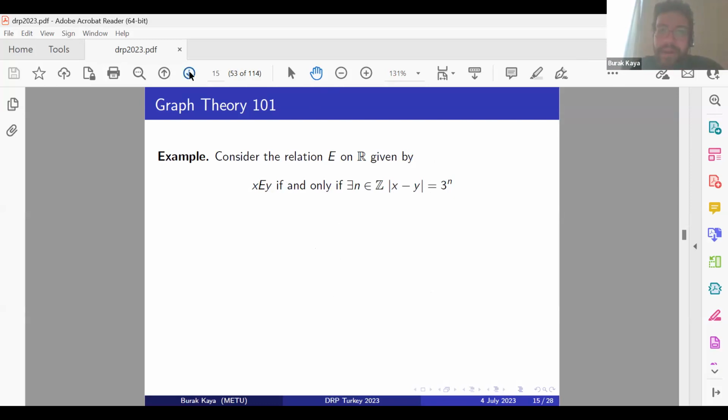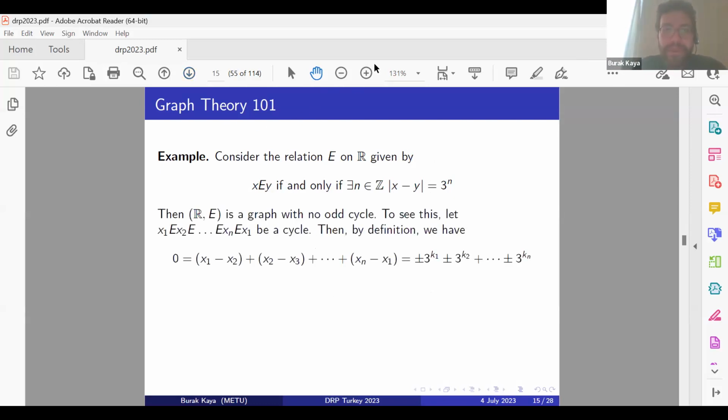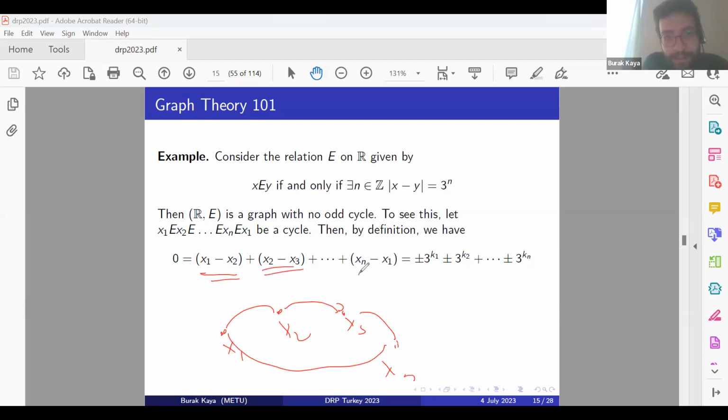Now, I claim that there are no odd cycles here. Why? Suppose that there's an odd cycle. So there is this x1, another x2, another x3. It goes like this up to xn, and after xn, it comes back to x1. Then these differences must be plus or minus 3 to the power k, by definition of the graph. Take a cycle. This is a cycle of length n, 1, 2, 3, 4, n. This is a cycle of length n.